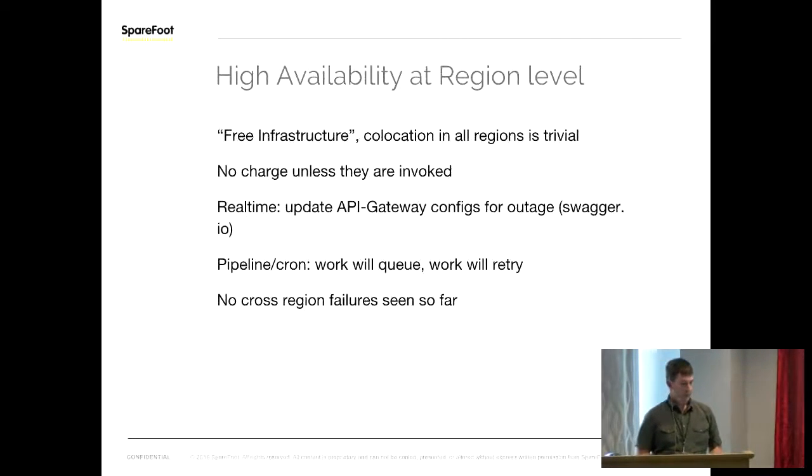So what we do is we co-locate our Lambdas at the region level. When you think about it, this is pretty cool because you get free infrastructure. You don't pay unless you use these things. So I can put these in every region that I'm allowed to. Doesn't cost me anything. They're ready to go. They're hot. And then if something happens where a zone goes down, I just go update my API gateway configs, and everything falls over to another zone, and off we go. So it handles it. I have not seen multiple regions go down at the same time. So this is the pattern I'm recommending if you need really high availability for this.